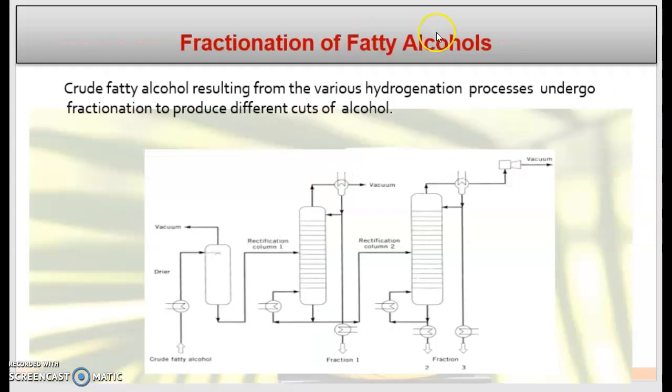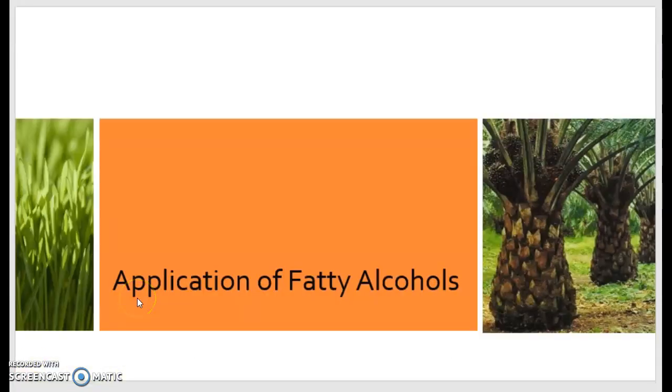Okay, so after we obtain our fatty alcohol, we actually need further fractionation, depending on what product you want. The group of fatty alcohols resulting from the various hydrogenation processes will undergo fractionation to produce different kinds of alcohol. So it will be separated into fraction 1, fraction 2 and fraction 3 by the process of fractionation distillation.